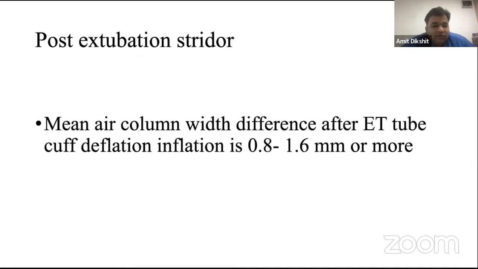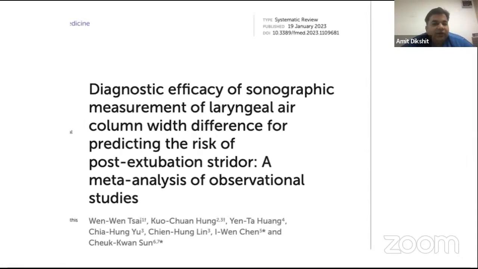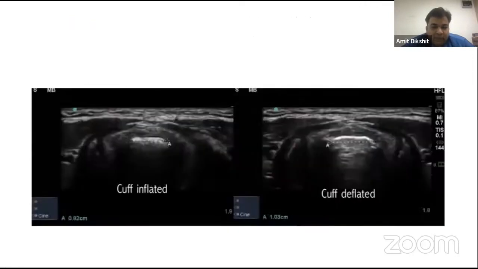So there are different ways by which we can look at the trachea. One of them is this recent paper from 2023, which looked at the laryngeal air column width difference in predicting the risk of post-extubation stridor. Now, this is a very upcoming area. You need a little fine tuning with measurements and somewhat advanced machines. There are two, three ways. I'll give you some idea about how people look at it.